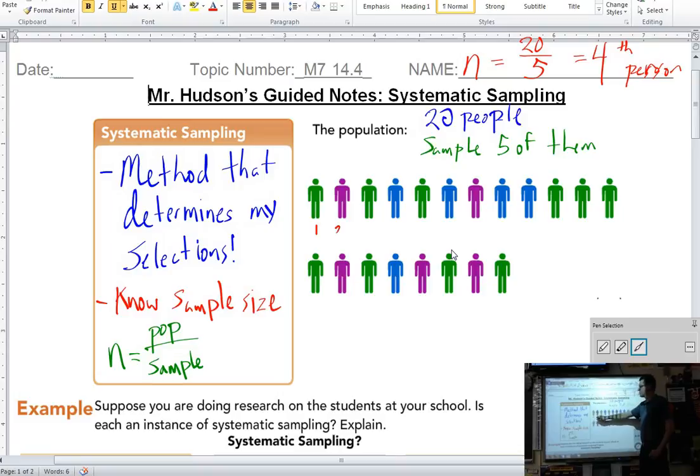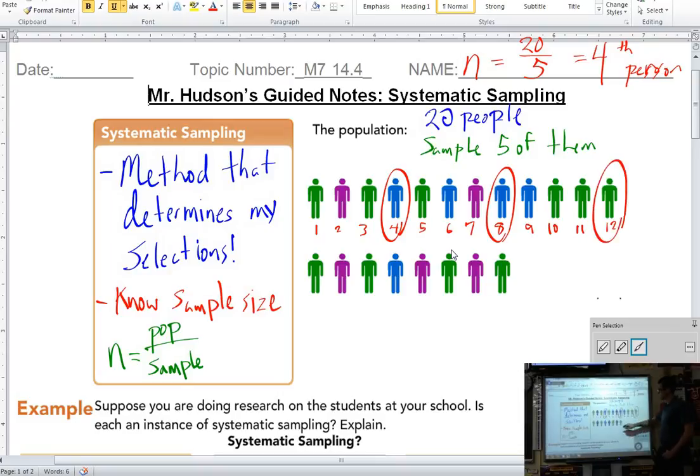So, 1, 2, 3, 4 gets chosen. 5, 6, 7, 8 gets chosen. 9, 10, 11, 12 gets chosen. 13, 14, 15, 16 gets chosen. 17, 18, 19, 20 gets chosen.